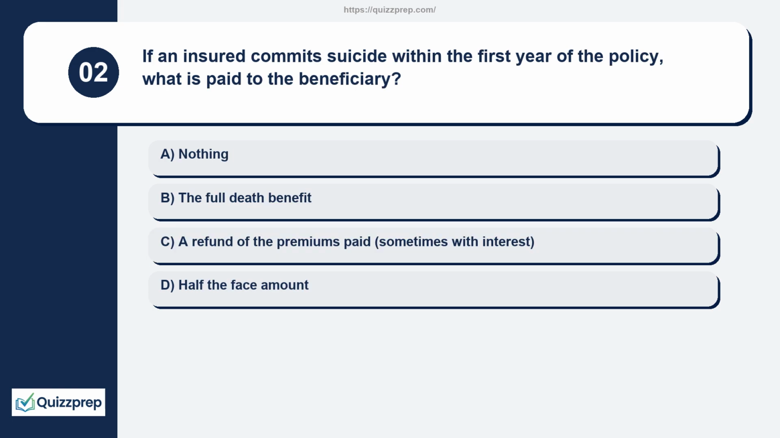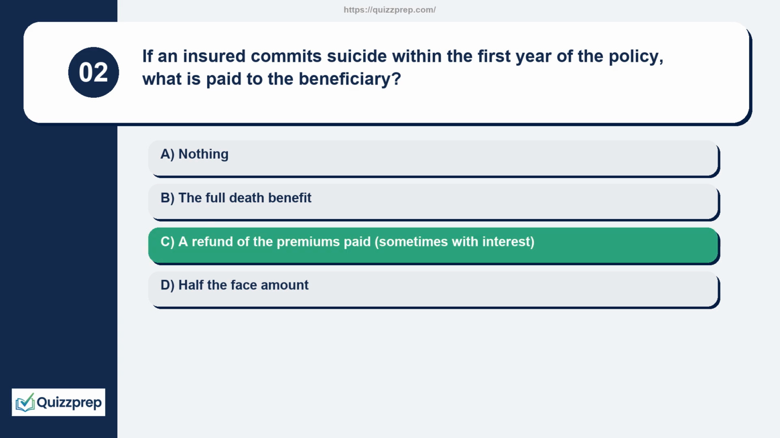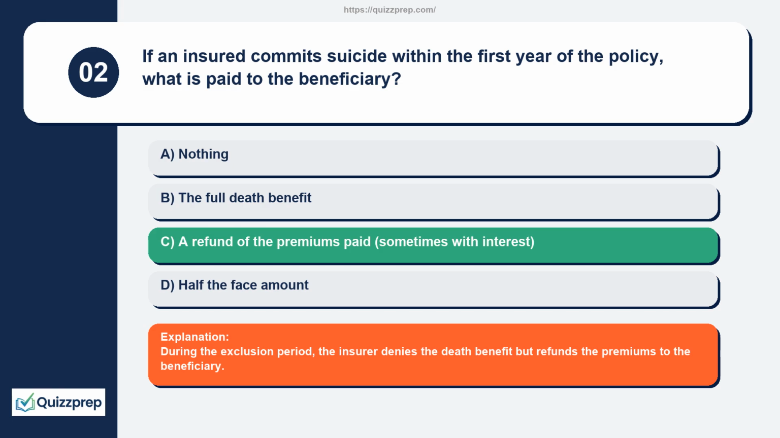Question 2. If an insured commits suicide within the first year of the policy, what is paid to the beneficiary? Nothing. The full death benefit. A refund of the premiums paid, sometimes with interest. Half the face amount. During the exclusion period, the insurer denies the death benefit but refunds the premiums to the beneficiary.